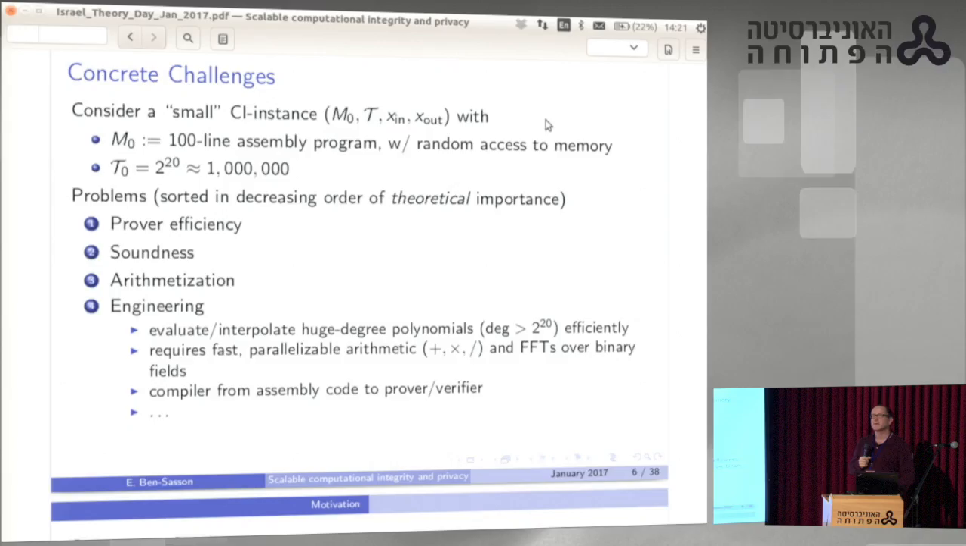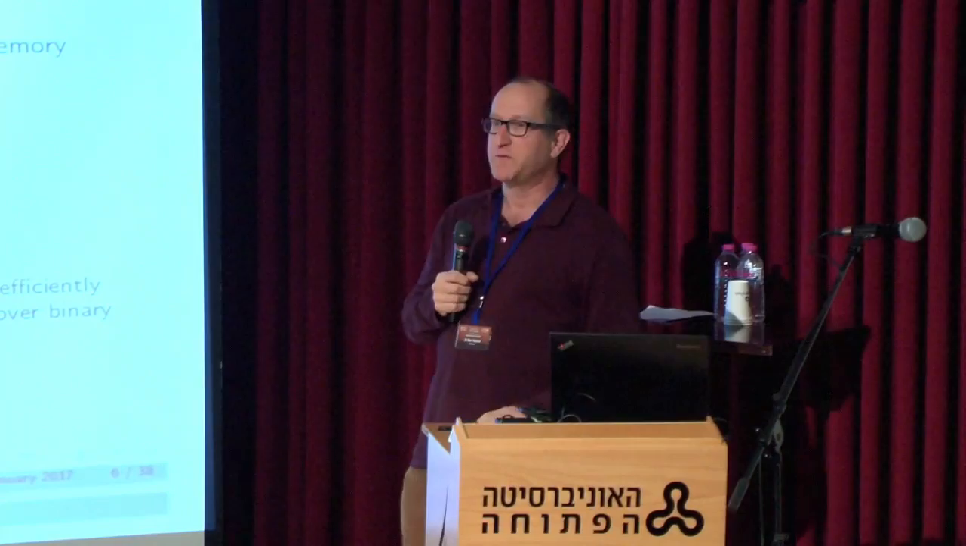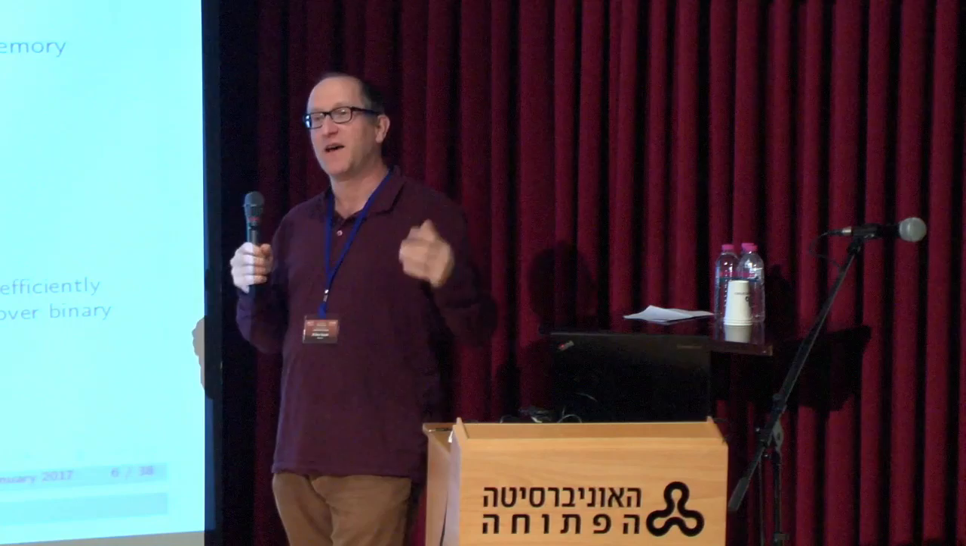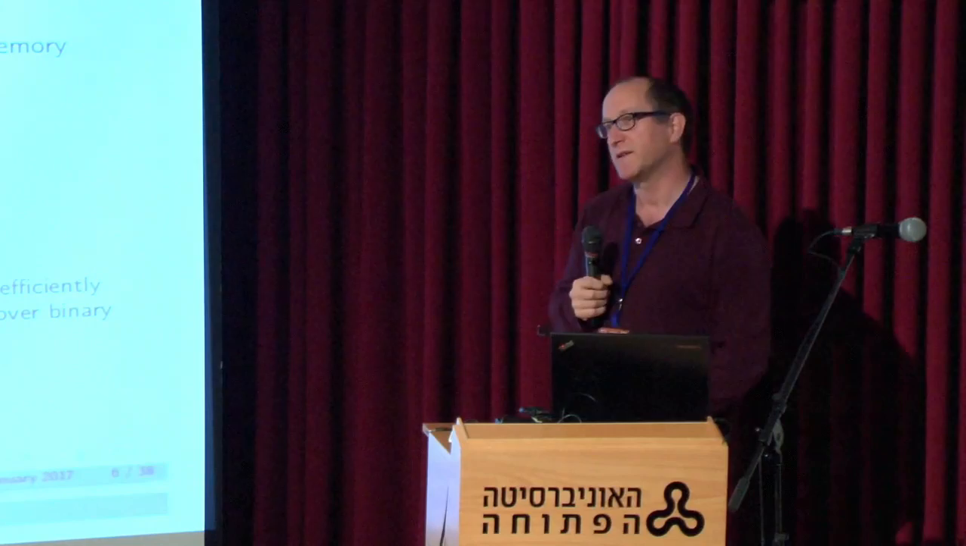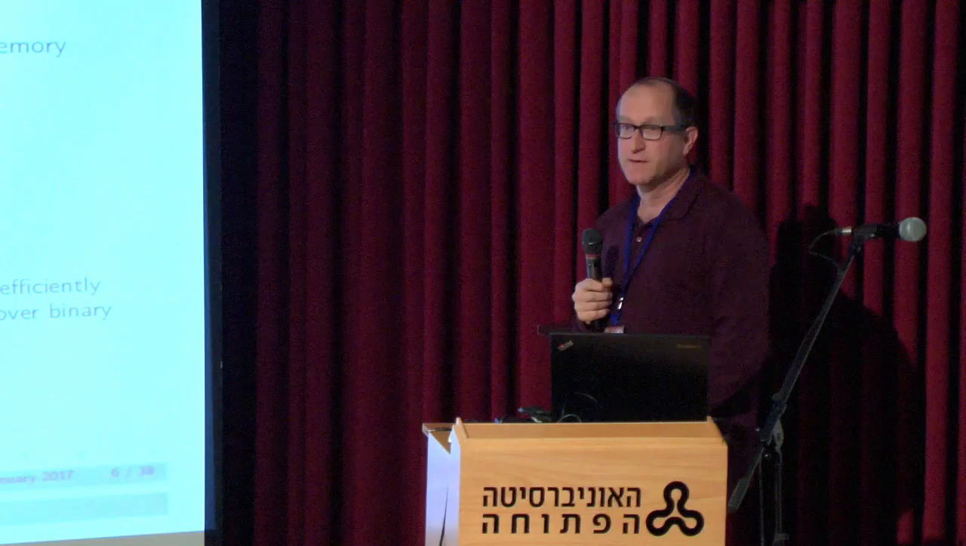Yes? Where did the 2 to the 14 come from? This is just our experience. We tried at first to take, let's say, 100 lines of assembly code and just go through a Boolean circuit, and we ended up with like 350,000 gates. So that's a large number. And now we're working with between 100 and 150 for the same programs, essentially. Okay, so.